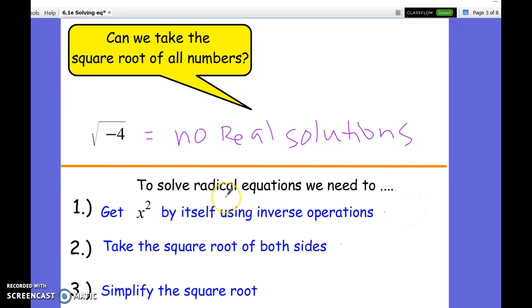To solve radical equations, we need to do 3 things. First, we always want to get x squared by itself. That's our main goal. We want to take the square roots of both sides of our equation after x squared is isolated. And last but not least, we always need to make sure our square root is completely simplified by making sure there are no perfect squares, fractions under your radical, or any radicals in your denominator. Those are the same simplification rules we've been working with all unit.